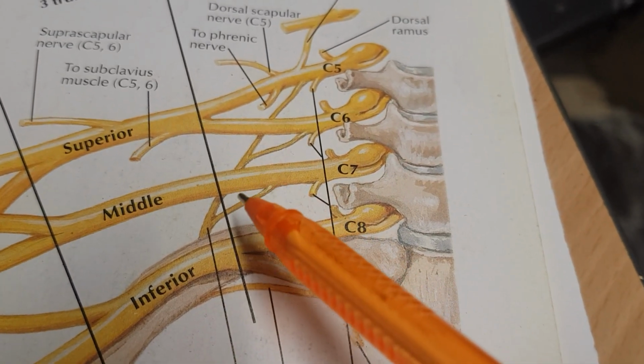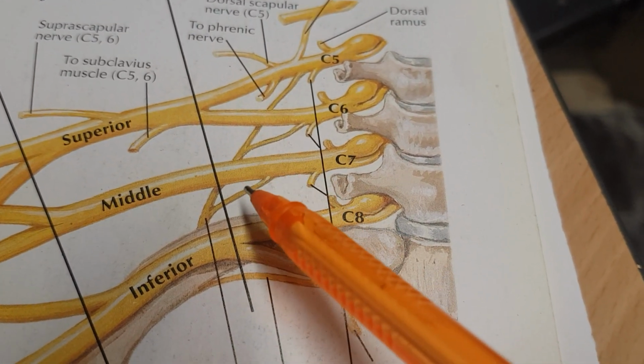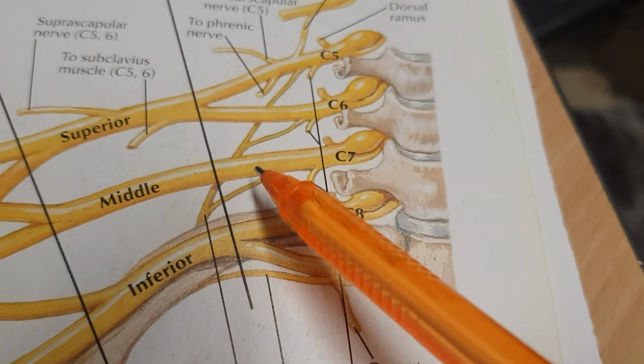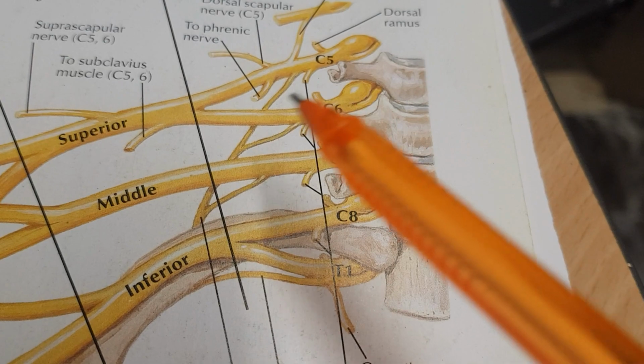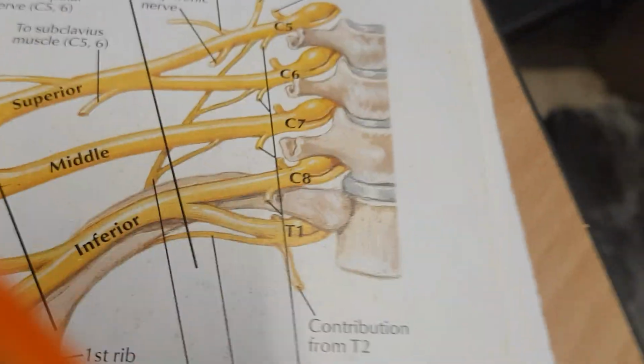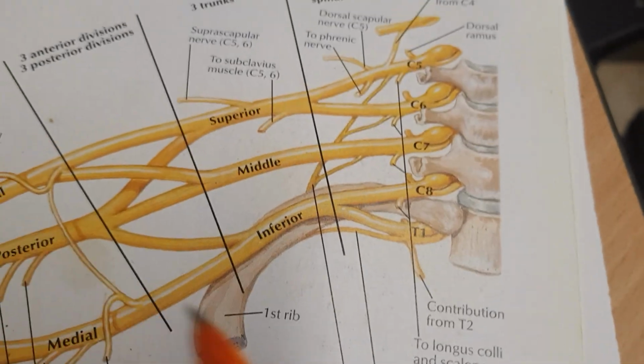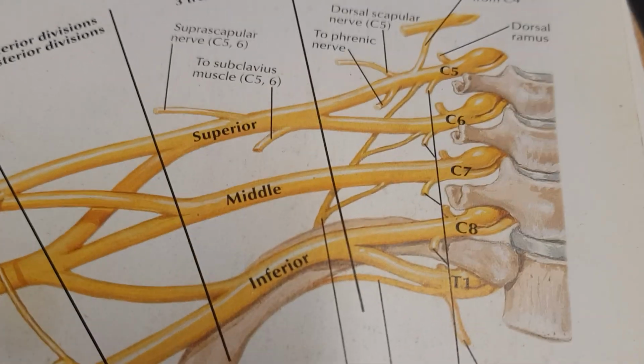The winging is not always due to the long thoracic nerve. It can be the long thoracic nerve, or it can be just weakness of the serratus anterior without involvement of the long thoracic nerve. Okay, we can continue. Right.